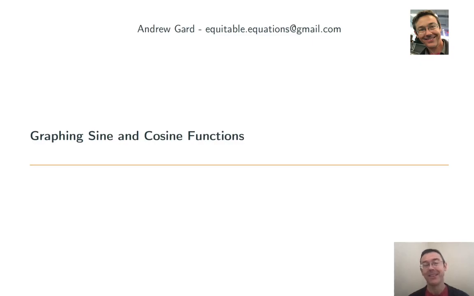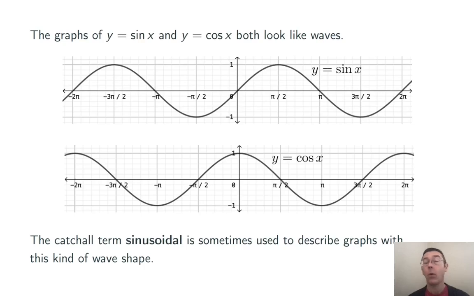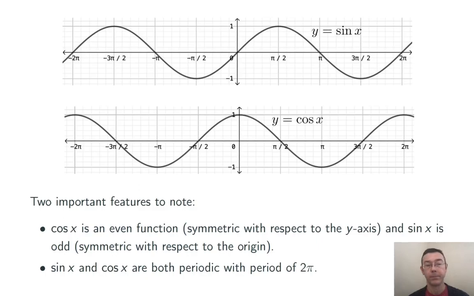Hey everybody. Today we're looking at graphs of sine and cosine functions. Y equals sine x and y equals cosine x both look like waves. The maximum values are 1 and the minimum values are -1. And the only real difference between these two graphs is that sine x starts at 0, 0 and cosine x starts at 0, 1. You'll hear the catch-all term sinusoidal to describe graphs that have this sort of shape.